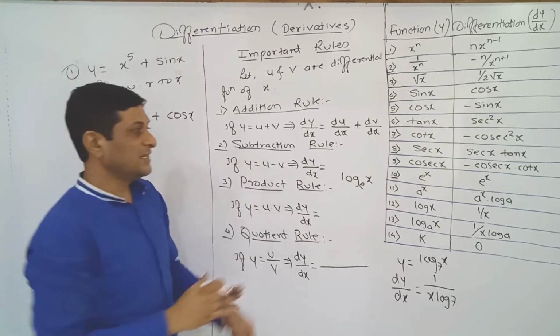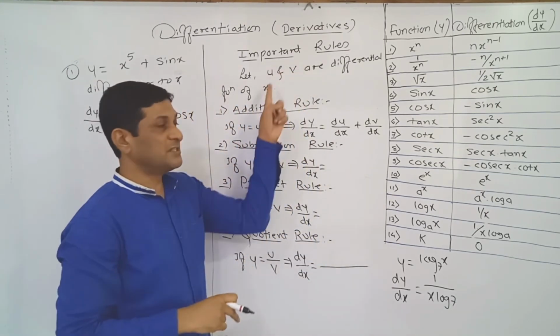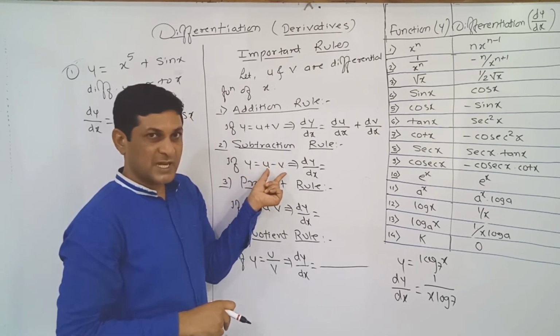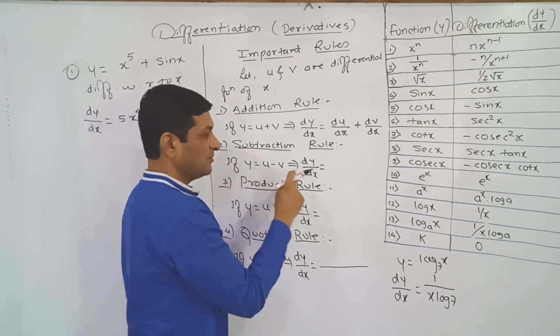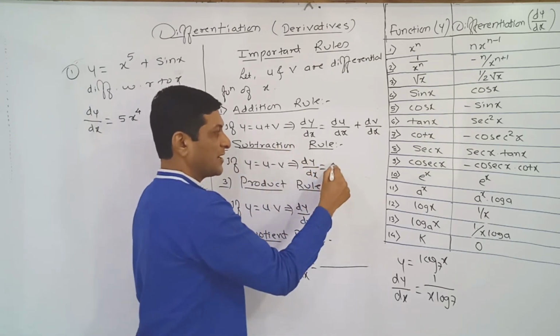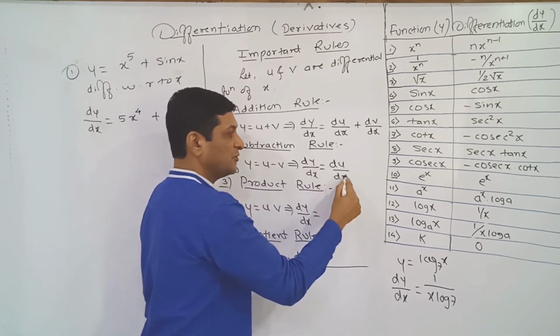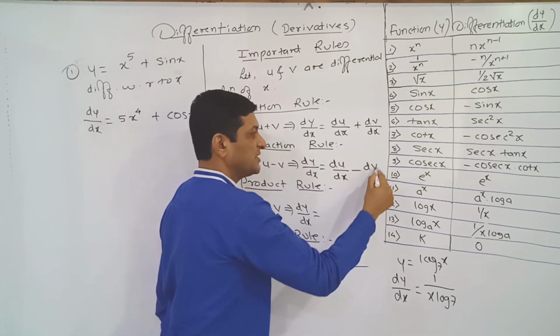In case of the subtraction rule, if u and v are differentiable functions of x and we are getting a new function by taking their subtraction, at that time to find this derivative, we are applying the subtraction rule. According to the subtraction rule, first find the derivative of u, that is du by dx, minus, keep it as it is, then find the derivative of v, meaning dv by dx.